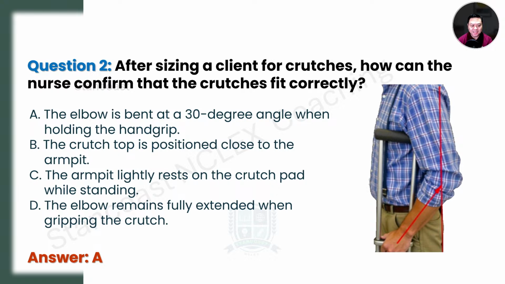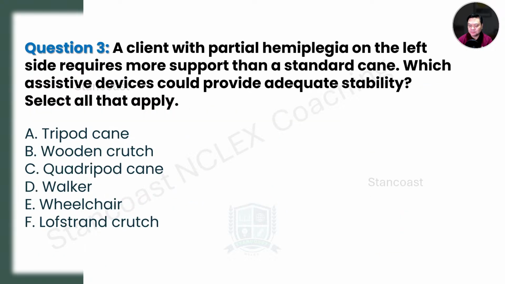Okay, let's have number 3. A client with partial hemiplegia on the left side requires more support than a standard cane. Which assistive devices could provide adequate stability? Select all that apply. A, tripod cane. B, wooden crutch. C, quadripod cane. D, walker. E, wheelchair. F, Lofstrand crutch.